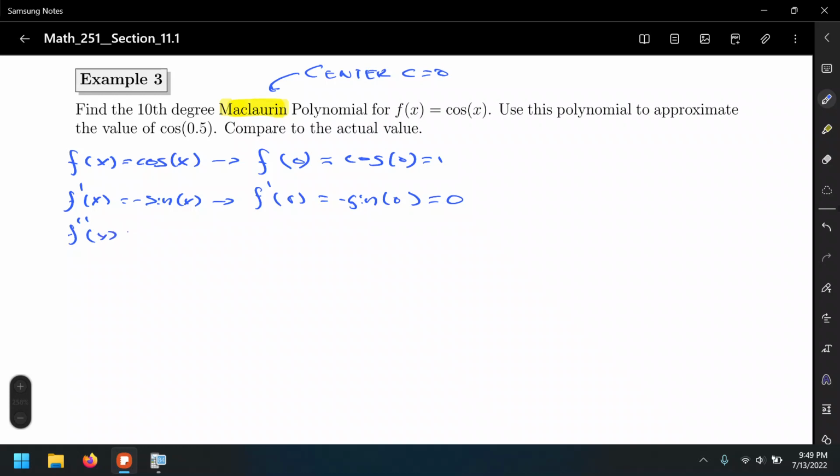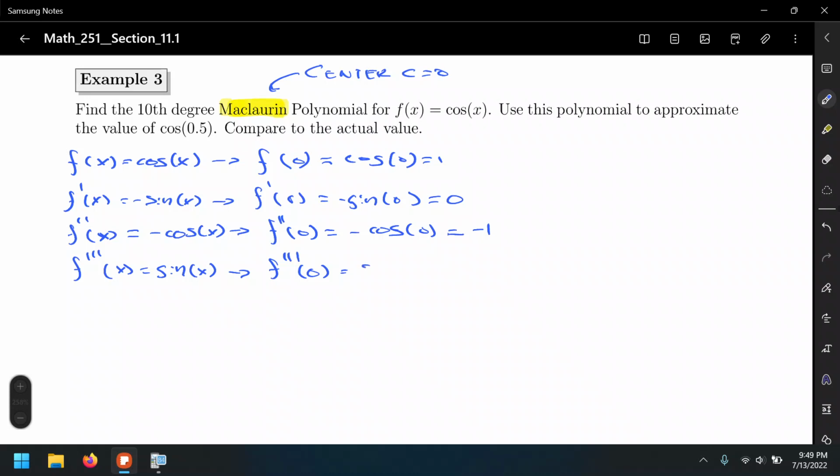Find the second derivative. That's negative cosine. The second derivative evaluated at 0, negative cosine of 0, which is in this case negative 1. F triple prime, that's the derivative of negative cosine, which is negative sine times the negative, positive sine. And F triple prime evaluated at 0, that's sine of 0, which is 0.